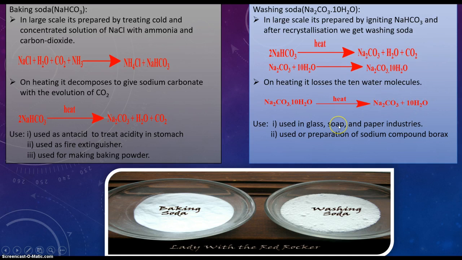Okay, now what is the use of washing soda? Washing soda is used in glass, soap and paper industries mainly. Secondly, it is used for the preparation of some sodium compounds like borax. Borax is a compound that is made of sodium, and for the production of borax, we use sodium carbonate. We use this washing soda as a material, right?